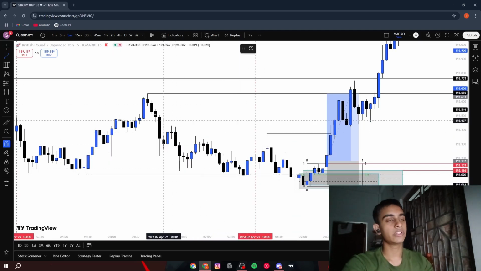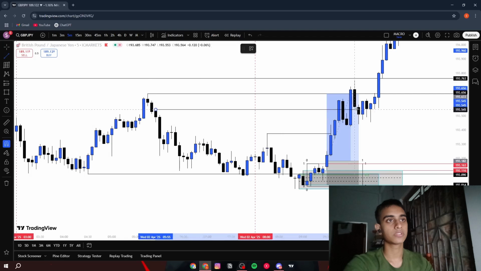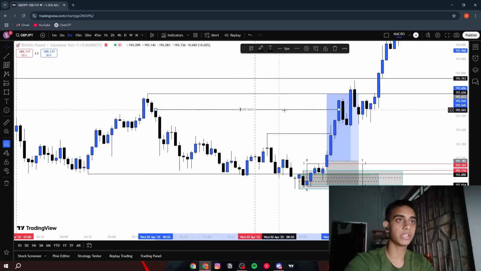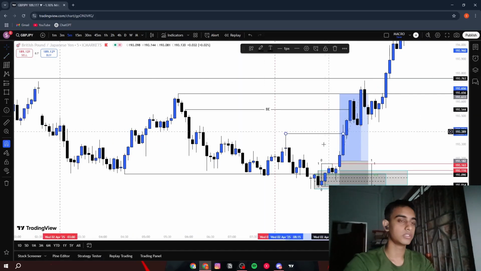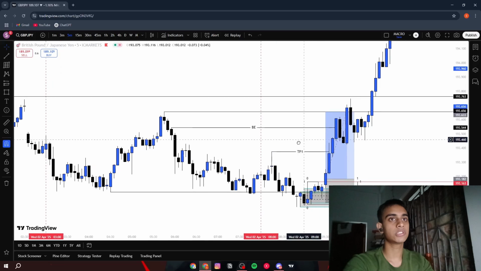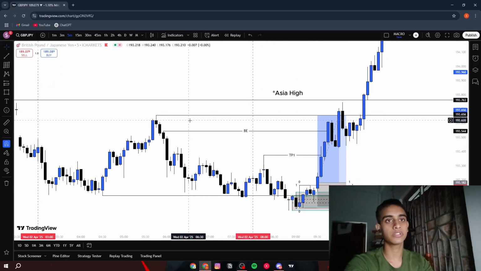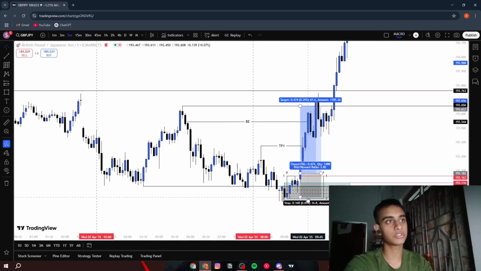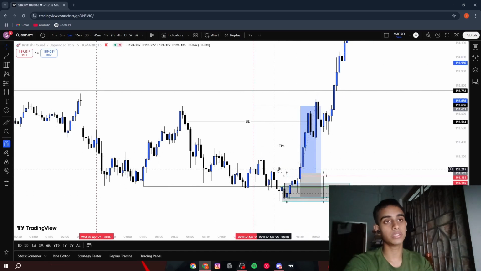There's a fair value gap right here, so I wanted to move my stop loss to break even around this price point right here. So this will be the break even. This will be TP1, and this was a London high right here, and it hit both of the TPs right here. This was TP1. This was the final take profit.